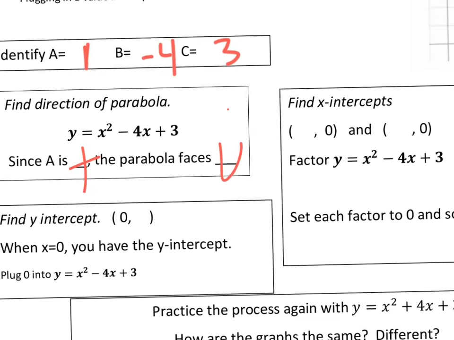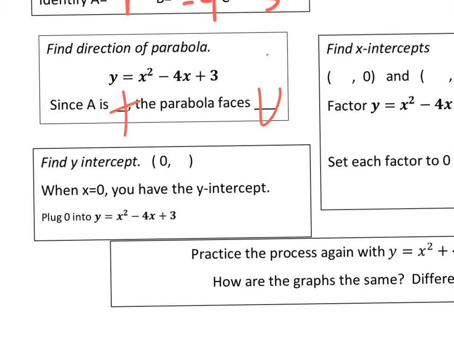Here the equation is in standard form, and the y-intercept is always just that c value. That's because if we plugged 0 in, we'd get 0 squared minus 4 times 0 plus 3. This part zeroes out, leaving you just the 3. So whenever you have the standard form, you've got the y-intercept sitting right in front of you. You can go back to our graph.